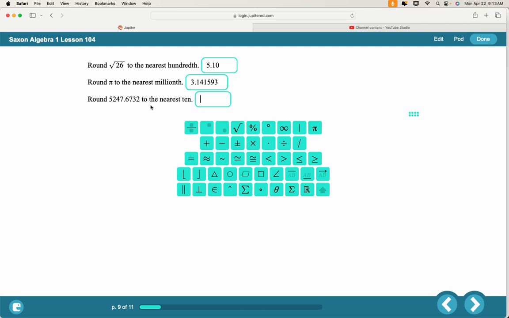All right, now this we want to round to the nearest 10. So that would be this position right here. So the 7 would round that to a 5. So 5250 would be the number there. And those are all correct.